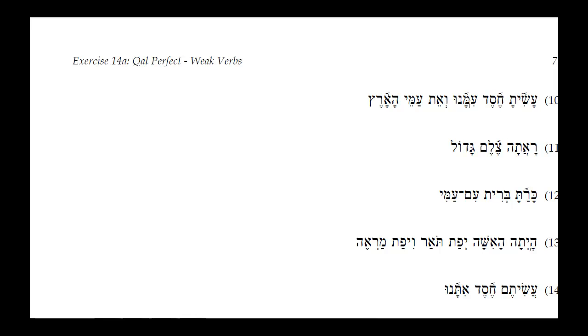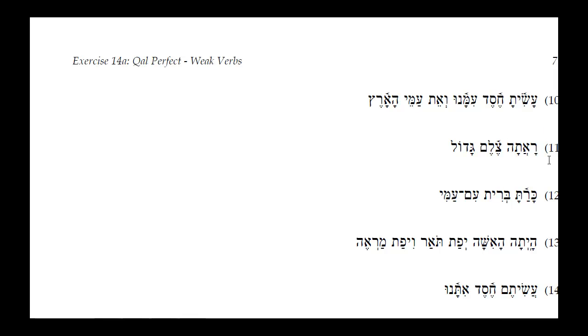And then imanu is a preposition with, and then nu is us, first common plural, with us. And et here is not a direct object marker. It is the preposition with, also. With the peoples of the land, or with the nations of the land. Ame is a masculine plural construct noun from am, or amim. And so that's why that is construct with ha'aretz here.